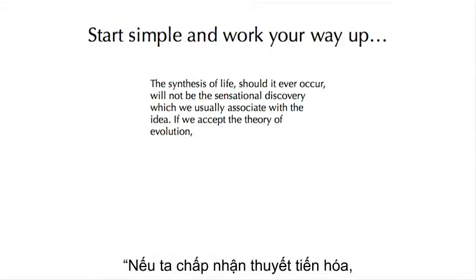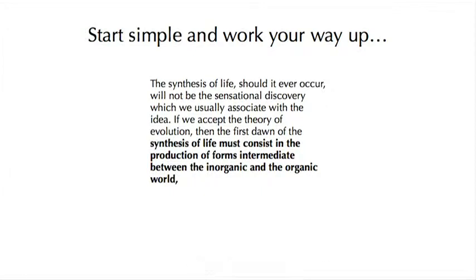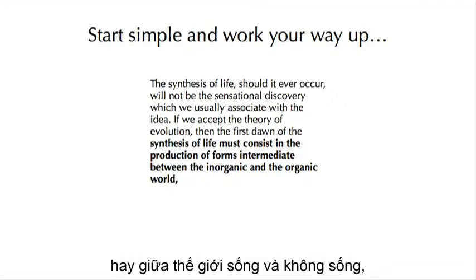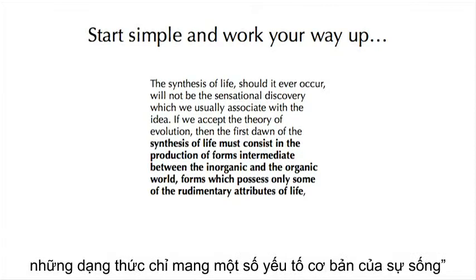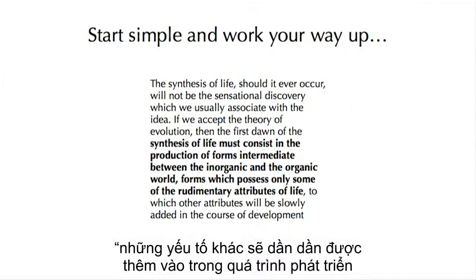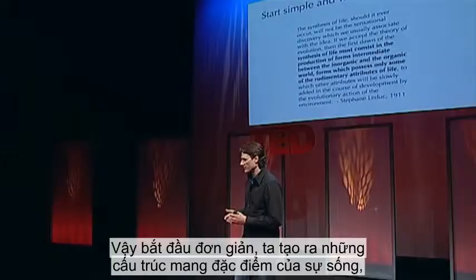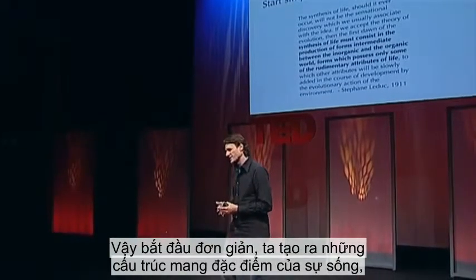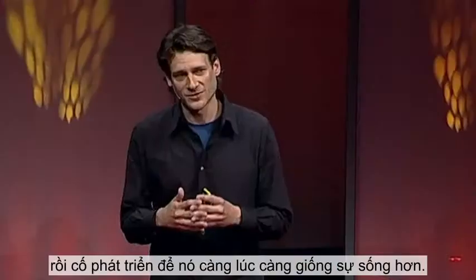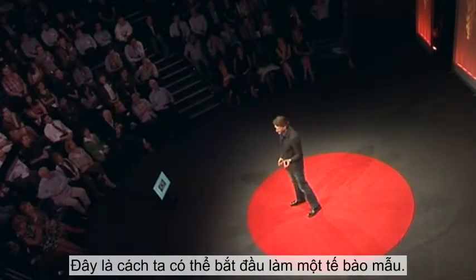"If we accept the theory of evolution, then the first dawn of synthesis of life must consist in the production of forms intermediate between the inorganic and the organic world, or between the non-living and living world. Forms which possess only some of the rudimentary attributes of life," so the ones I just discussed, "to which other attributes will be slowly added in the course of development by the evolutionary action of the environment." So we start simple, we make some structures that may have some of these characteristics of life, and then we try to develop that to become more and more lifelike. This is how we could start to make a protocell.